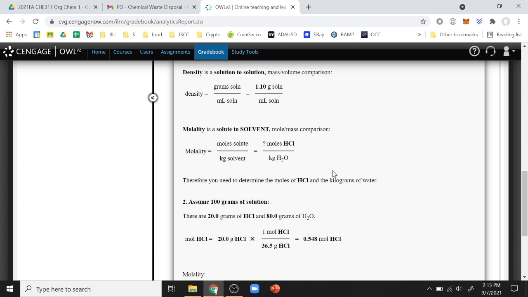Okay, so what are we trying to figure out? Well, we're trying to figure out molality. And what is molality? It's the small m. It is the moles of your solute over the kilograms of your solvent. Well, your solute is HCl. So we don't know the moles of your solute yet. We, however, do know the mass of your solute.